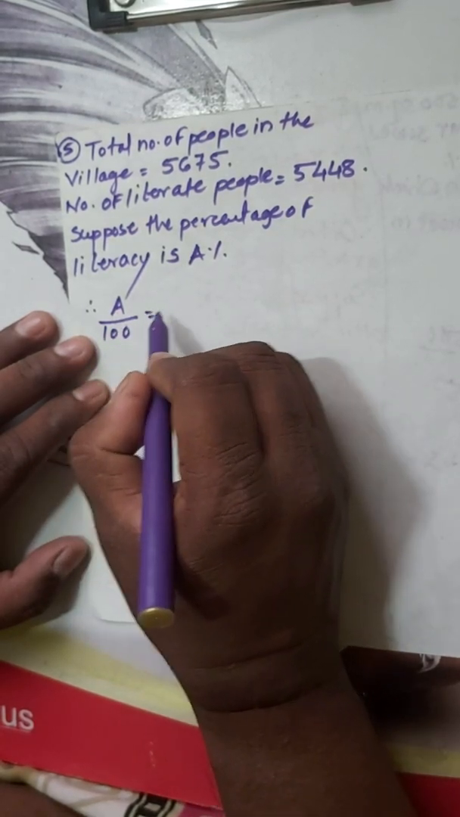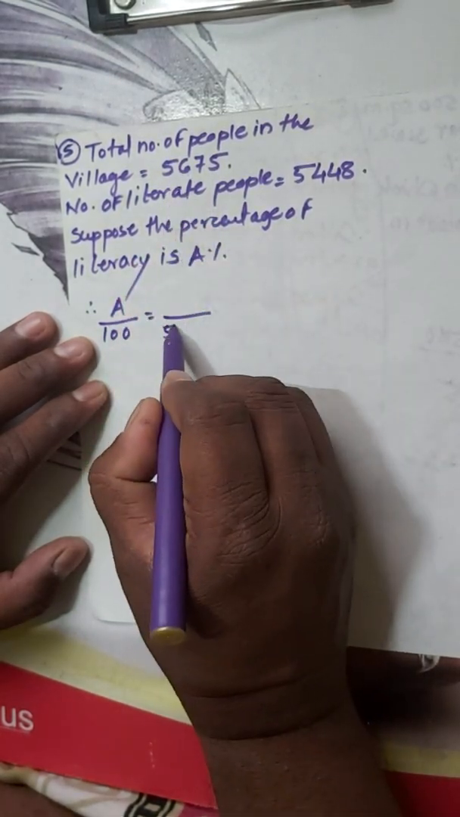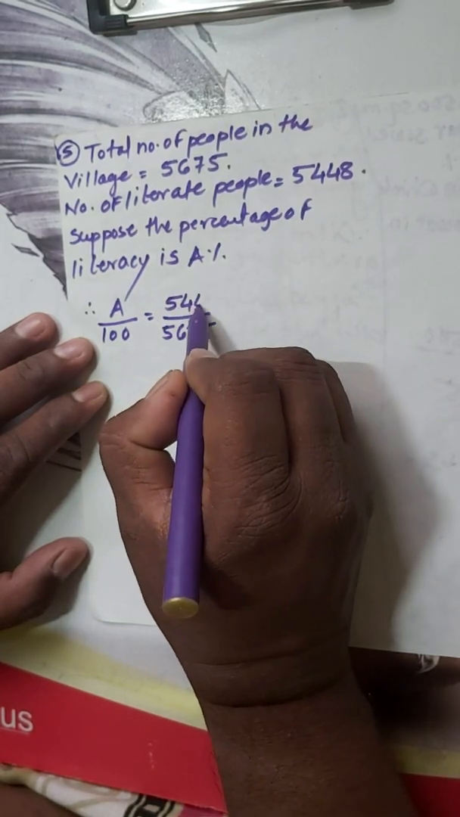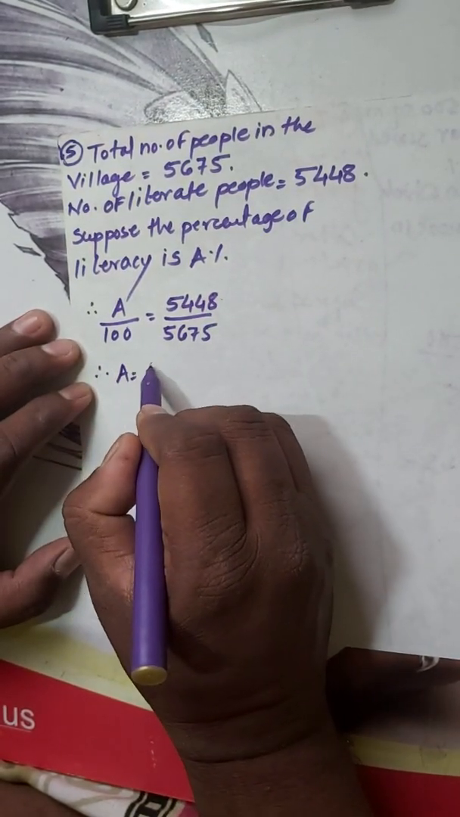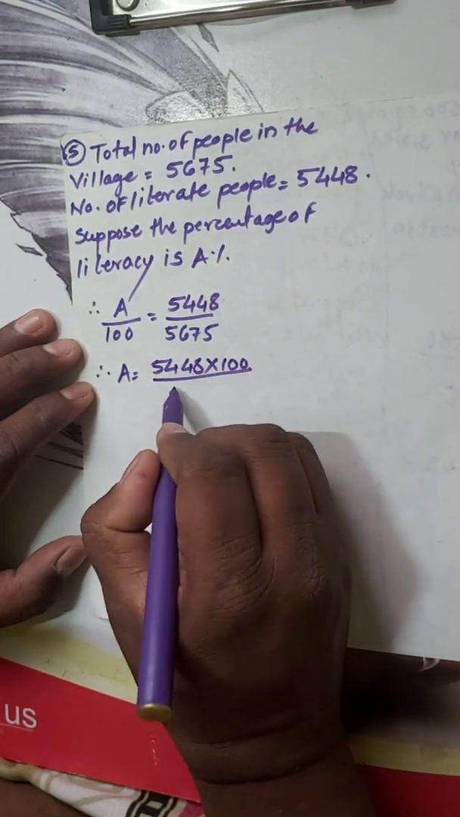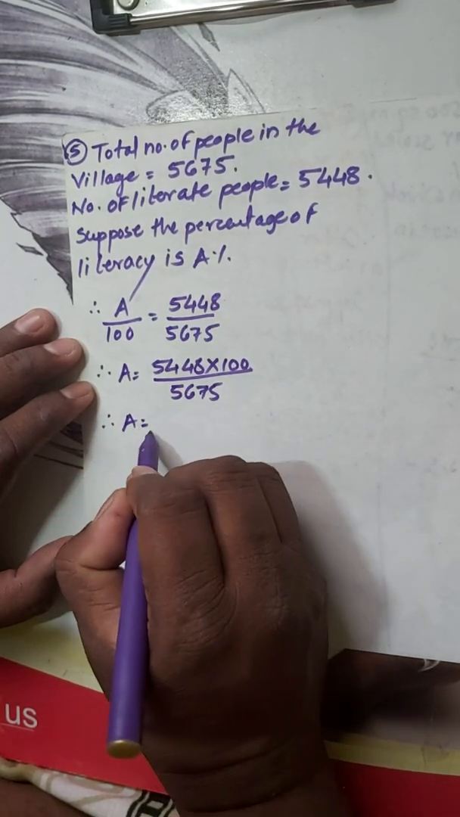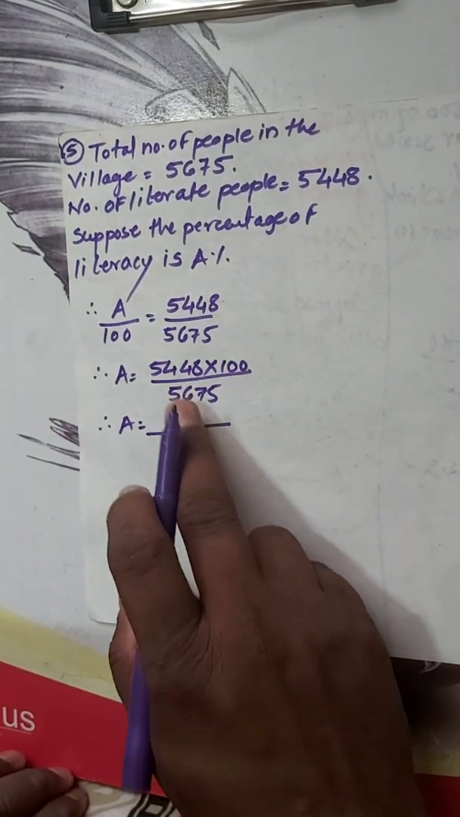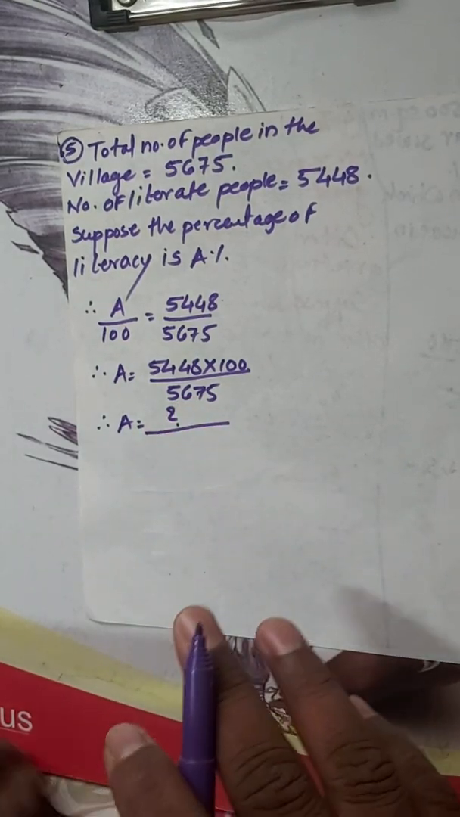So a upon 100 is equal to how many total, that we have to write in the denominator, the bigger number. So 5675. Out of that, how many literate? 5448. So cross multiplication, a is equal to 5448 multiplied by 100 upon 5675. Therefore a is equal to, this you have to find. Okay, here you have to do the calculation, multiply this, and don't do it on your parents' mobile, I mean on the calculator, students.